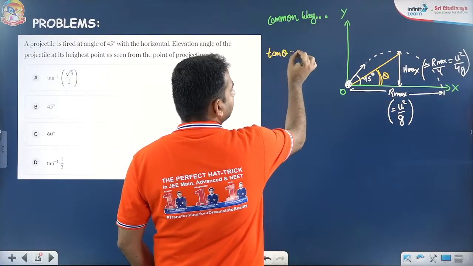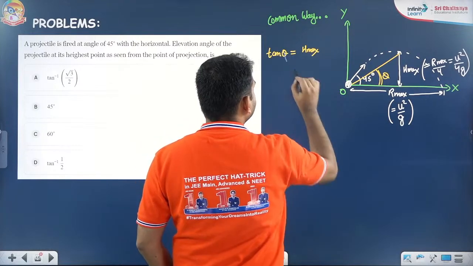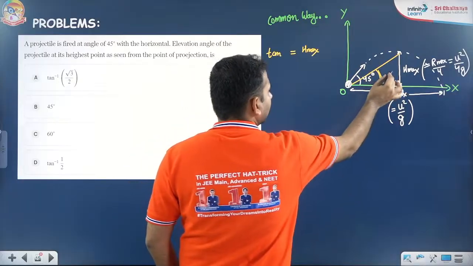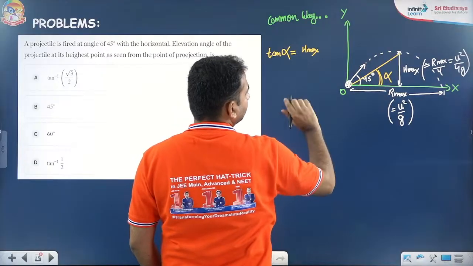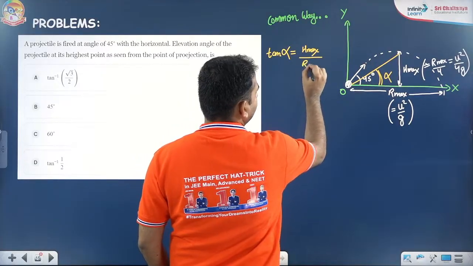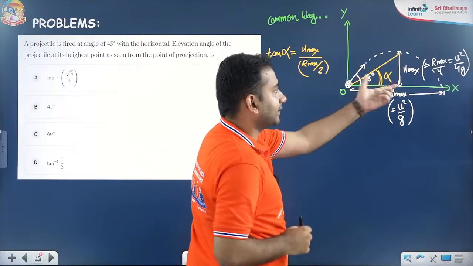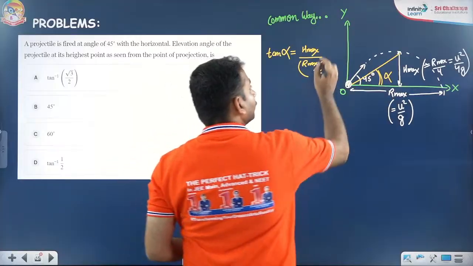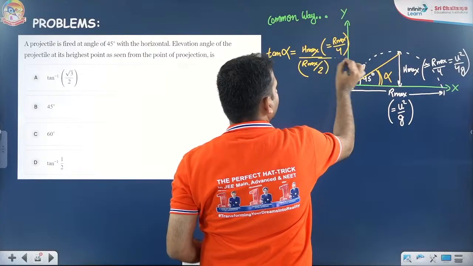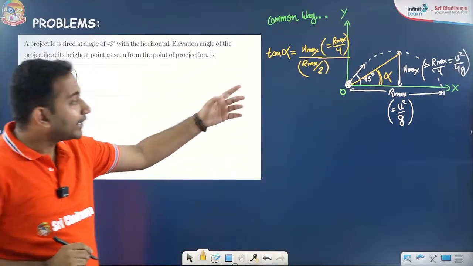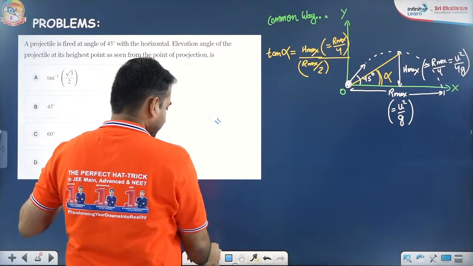So tan theta is H max. Let's not write it as theta here, let me write it as alpha. So for the angle of elevation alpha, tan alpha is equal to perpendicular by base, H max by R max by 2, because H max is attained at half of the range. H max itself is R max by 4, so the numerator is 1 by 4 and the denominator is 1 by 2.